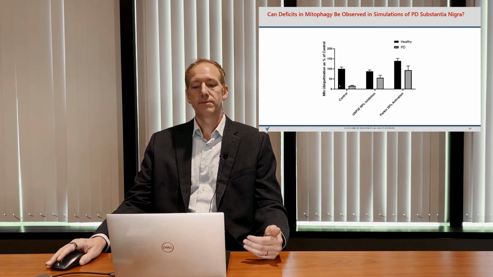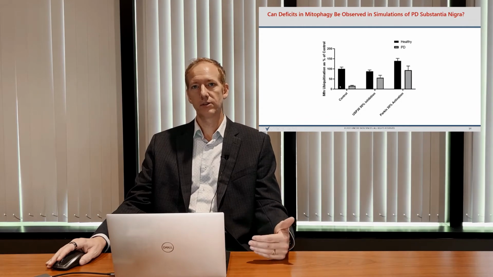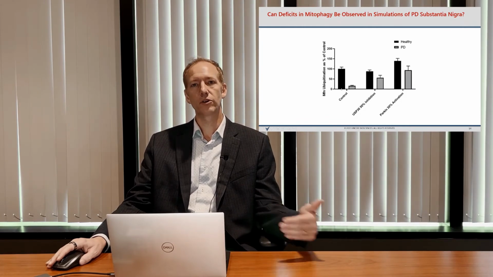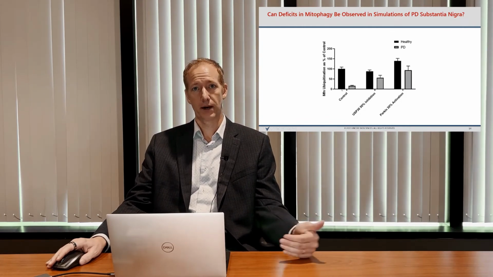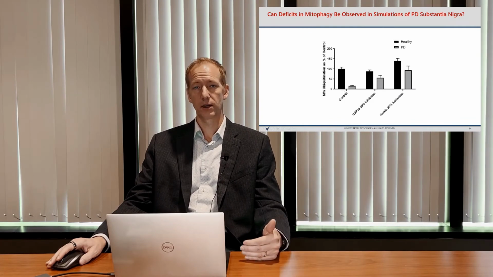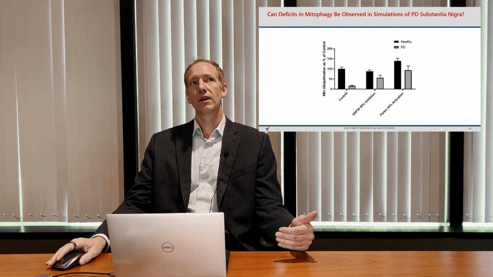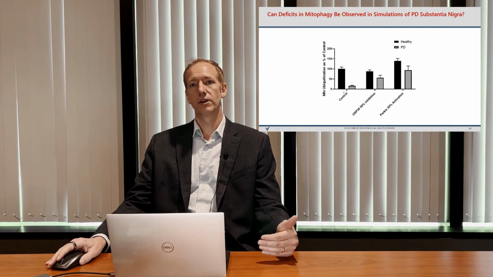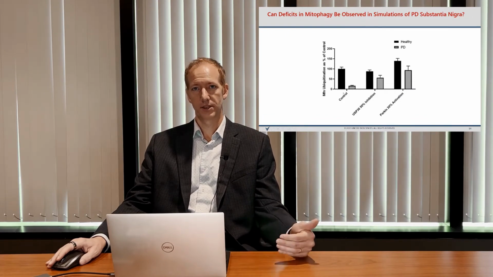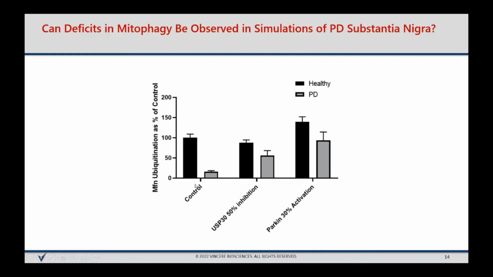So having this deficit now in the virtual cell, we wanted to see, can we overcome that? So we started looking at testing some of our hypothesized targets like USP30 and Parkin to see, can inhibiting USP30 or activating Parkin overcome this deficit? And if so, how much modulation would you need? And we see that indeed 50% inhibition of USP30 or 30% activation of Parkin are sufficient to reverse that deficit in the idiopathic Parkinson's brain cells.